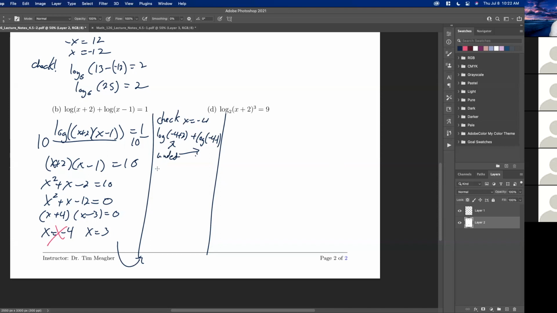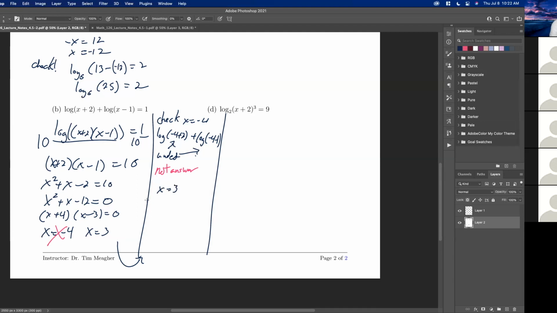And so this is not an answer. I'll just write it: not an answer. So we just throw it away. So that's not an answer, so we throw that away. Now we're going to check x equal to 3.